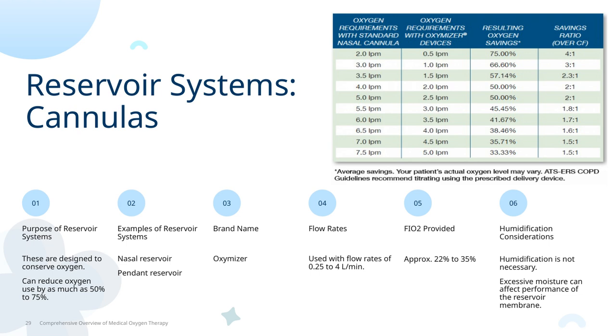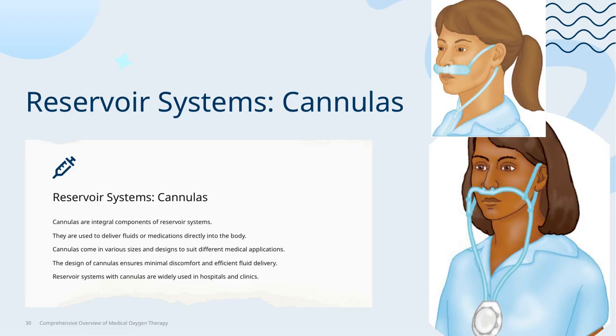When considering humidification, the main takeaway is that it's typically unnecessary for these reservoir systems, but always check specific patient needs. The different brands and models vary in flow rates and the FiO2 they provide, but the core purpose remains the same: to deliver oxygen efficiently while conserving resources. Overall, these reservoir systems are a vital part of oxygen therapy, helping ensure patients receive the necessary oxygen while minimizing waste. Cannulas are an essential part of reservoir systems.